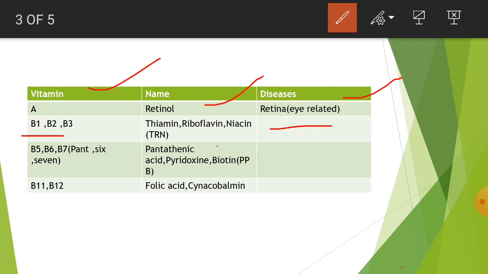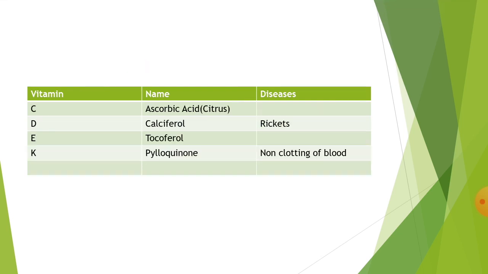Next is B11 and B12. So there is no B8, B9, B10. So B11 and B12 are folic and cyanocobalamin. So this you can remember easily. And let's move on to the CDEK.